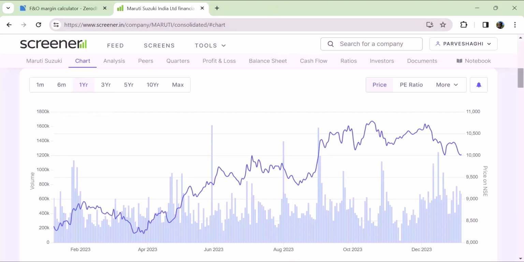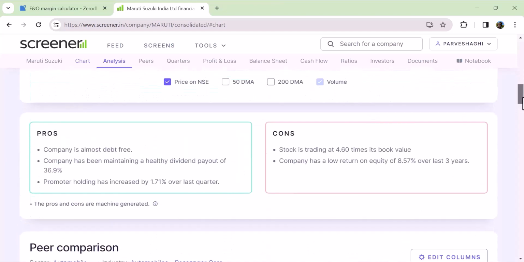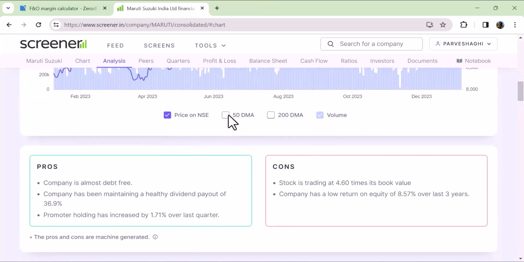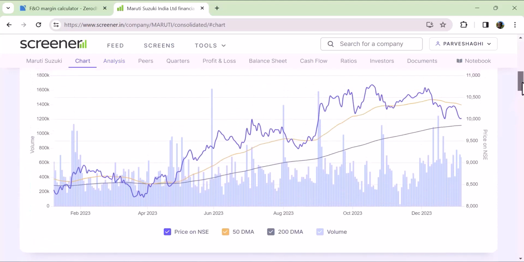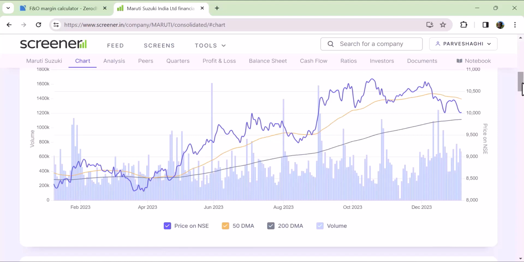Then what we do is we calculate the 50 DMA and 200 DMA. These are moving averages. I plot them here, two kinds of moving averages. The red one is the 50-day moving average, and the green or black one is the 200-day moving average.